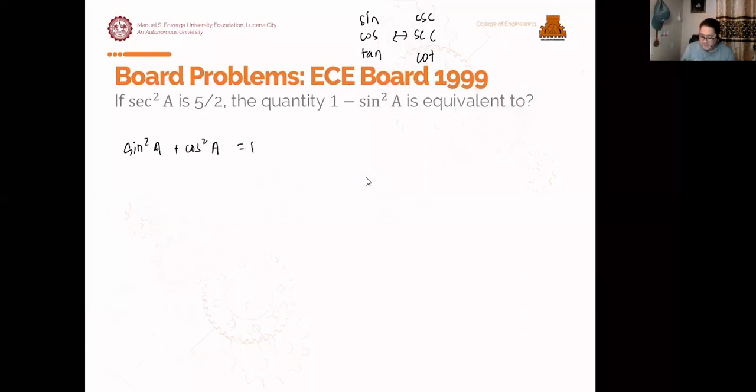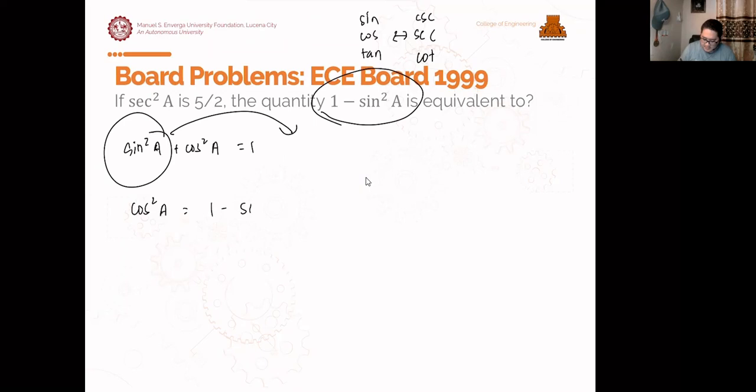Ang pinapahanap sa atin is 1 minus sine squared A. Okay? So, pwedeng gagawin natin, tatranspose natin to sa other side. That will be cosine squared A is equals to 1 minus sine squared A. Okay? Then meron tayong given na secant squared A is equals to 5 halves. Eh, si secant natin, ang reciprocal niya or ang inverse niya is 1 over cosine of A.